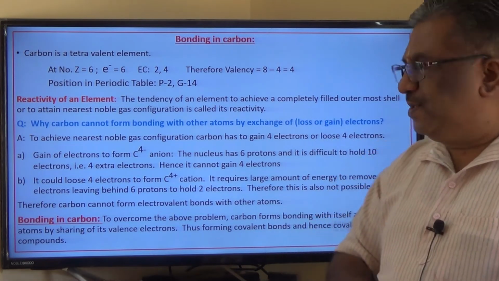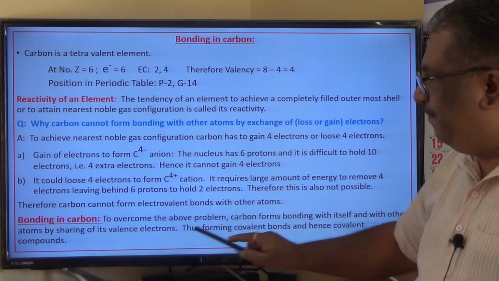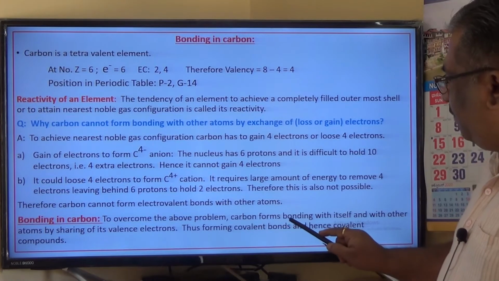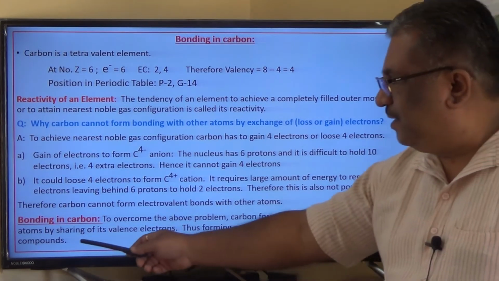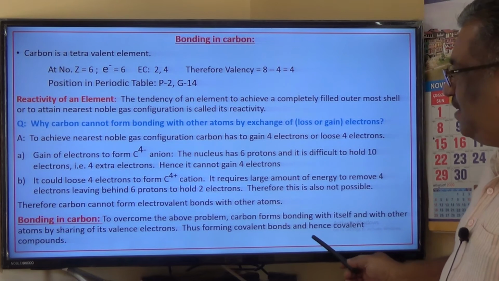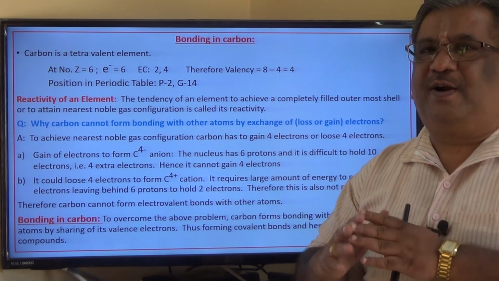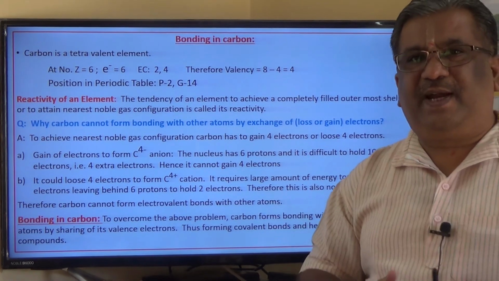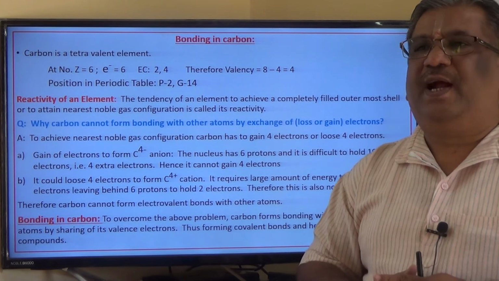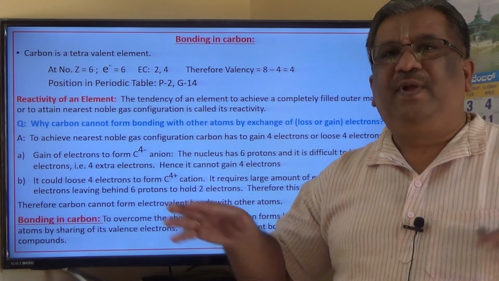In order to overcome this problem, see here, carbon cannot form electrovalent bonds with other atoms. That is very clear. And what is the bonding in carbon? To overcome the above problems, carbon forms bonding with itself and with other atoms by sharing of electrons, thus forming covalent bonds and hence covalent compounds. Is it very clear? So what is the nature of bonds formed by carbon with itself as well as with neighboring atoms? Carbon can share its 4 valence electrons with the neighboring atoms and form covalent bonds. Is it clear?